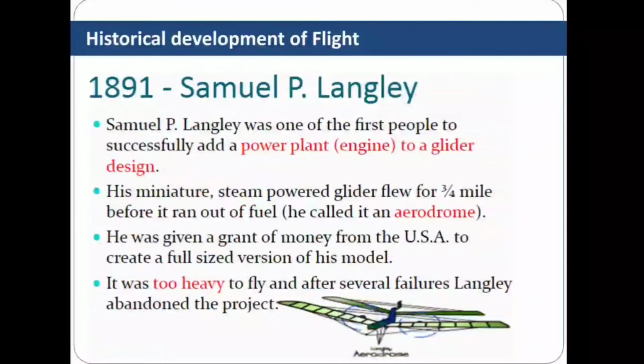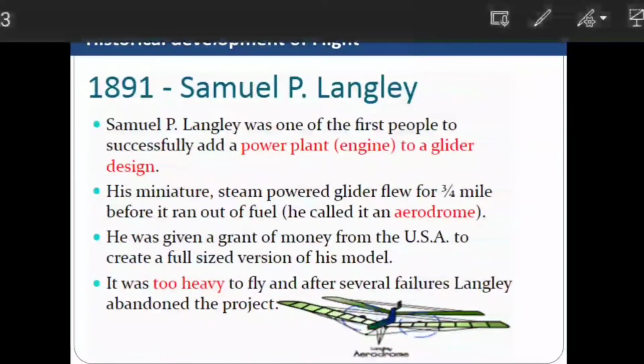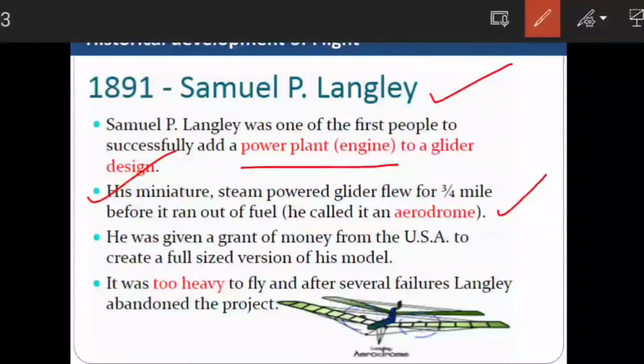In 1891, Samuel P. Langley was one of the first people to successfully add a power plant to the glider. So the glider was already invented, understand? But Samuel Langley successfully added the engine, the power plant engine, to the glider. His miniature steam powered glider flew 3/4 of a mile before it ran out of fuel. Understand? And he was given a grant of money from the USA to create a small size version of his model. But what happened? It was too heavy to fly.